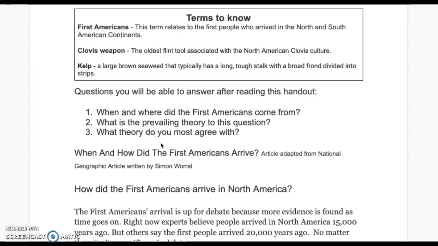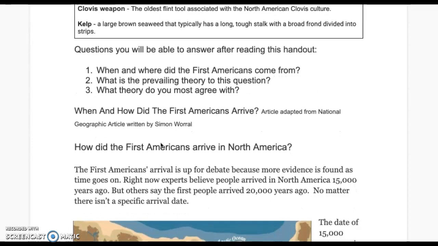Now, this article that I created is derived from an article written by Simon Worrell for National Geographic. So what that means is probably 75% of it is from his article, and I added or changed some. I'm giving this man credit for most of this work.